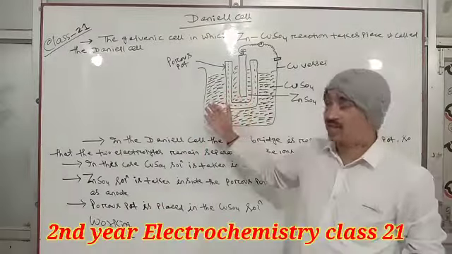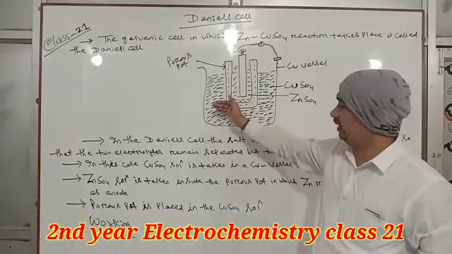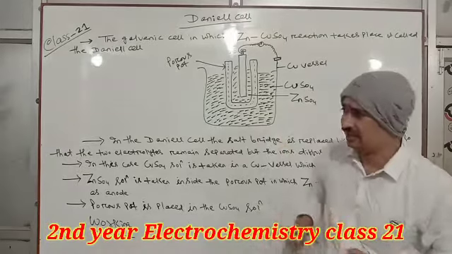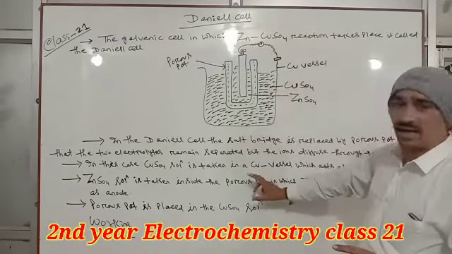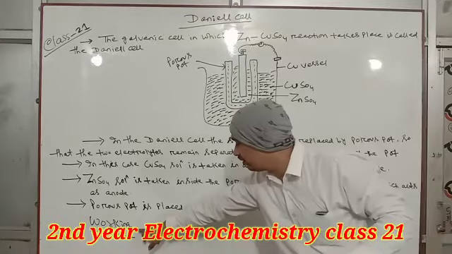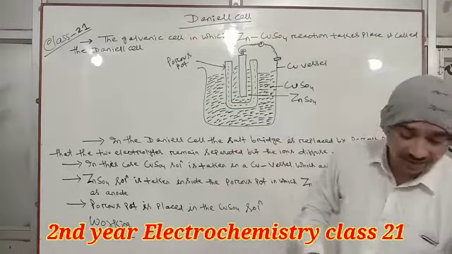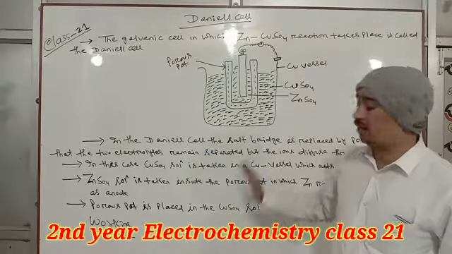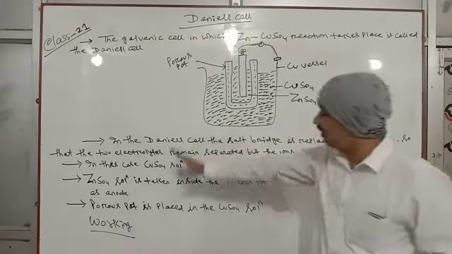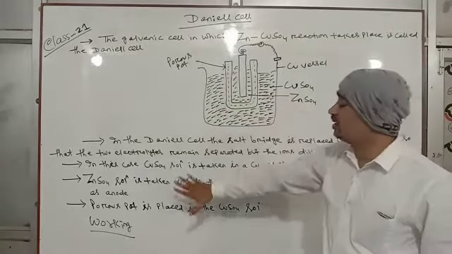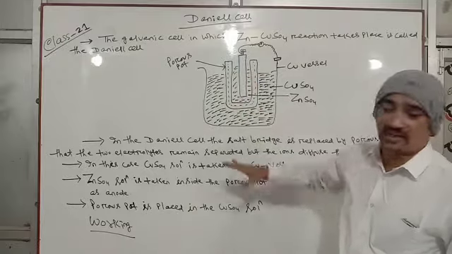We discuss the Daniel cell. Actually, it is a form of galvanic cell. Only the difference part I will explain in the classes. The working and function I am not writing, as you have already read in the galvanic cell. What is a galvanic cell? The same thing you have to write it here. And a salt bridge is not needed in the Daniel cell.